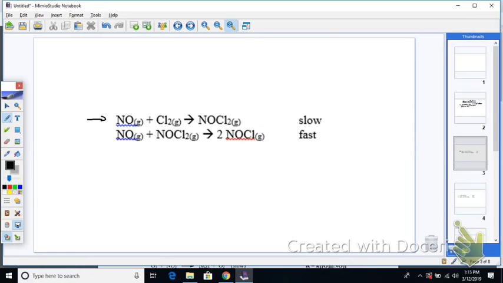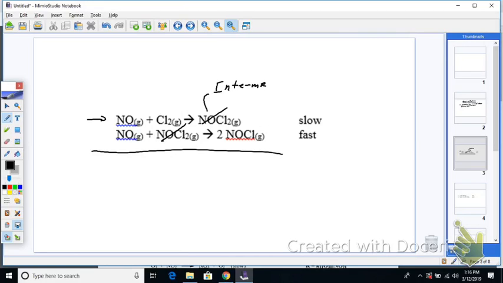Okay. Now, what we can do is we can write the overall reaction if these are the two elementary steps that make up the overall reaction. So we've done this before, I think, where we've added, right? So what can we get rid of? What cancels out? NOCl2. Okay, later on we're going to call this the intermediate.